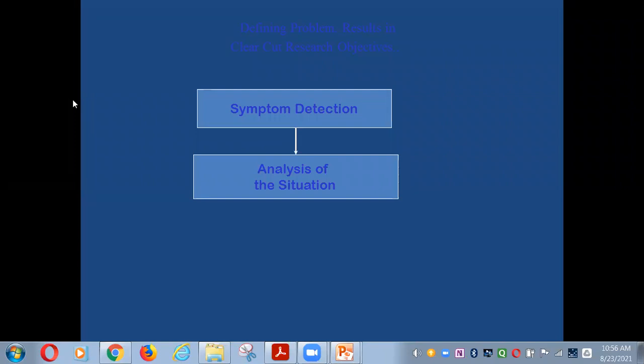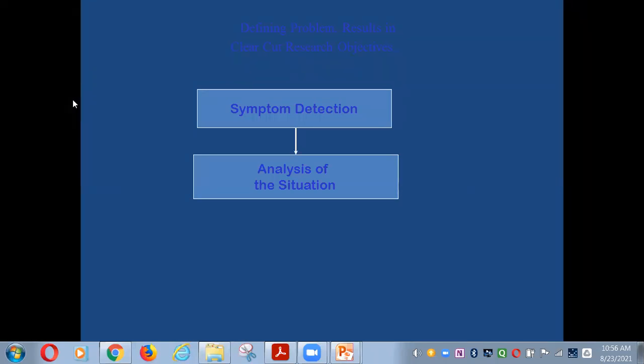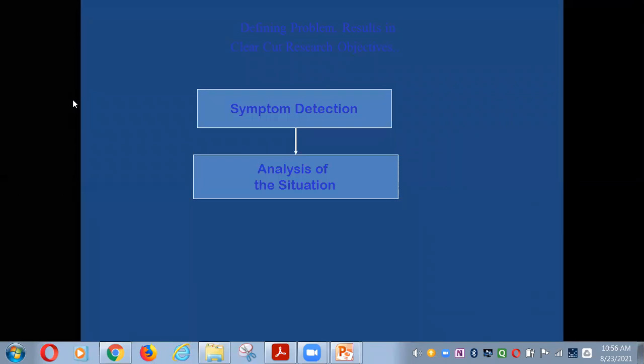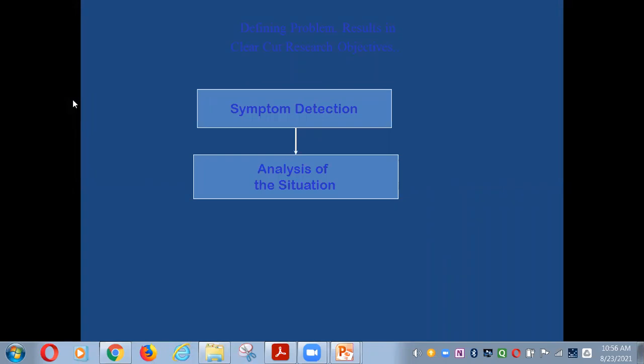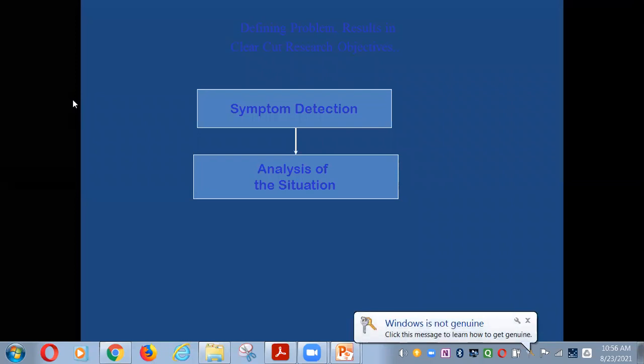A sound research question is one of the most important characteristics. This is repetition, so I will not repeat the terminology again. Given one word, FINER. What is the full form of FINER? F means feasible, I means interesting, N means novel, E means ethical, and R is relevant. So in one sentence, we conclude that the research problem is FINER: feasible, interesting, novel, ethical, and relevant.